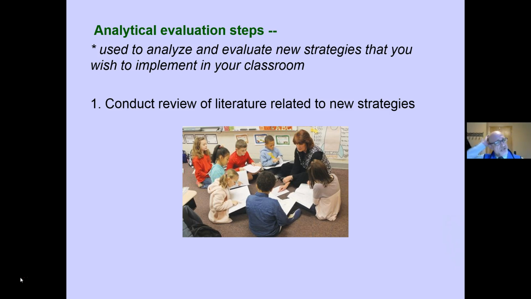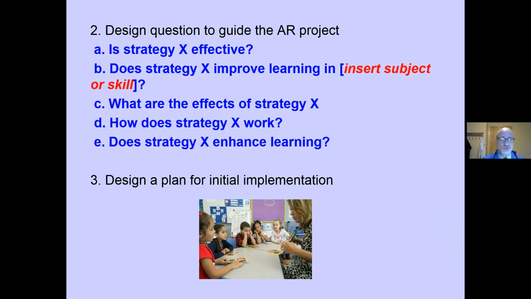I read about this new strategy. I want to try it out. We use analytical evaluation. So first of all, you conduct a review of the literature related to that strategy that you want to try out. You want to look for its effectiveness, the purpose of the strategy, why and how it's used, and how it might be implemented. These are things you get in a review of the literature.